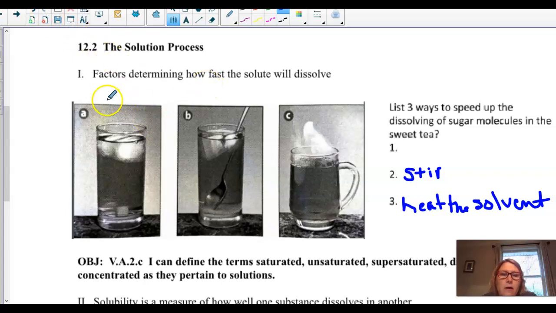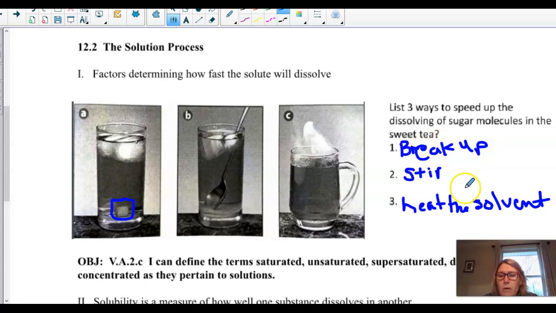So looking at A, if you look down here in the bottom, I know it's hard to tell in this picture, but those are actually sugar cubes. We don't usually use sugar cubes anymore. Some people do, probably if you ask your grandparents, and sometimes you can find them in the store. But what you want to do in order to make that sugar cube dissolve faster is break it up, again just making the particles smaller. Breaking it up is another way to speed up the dissolving process.